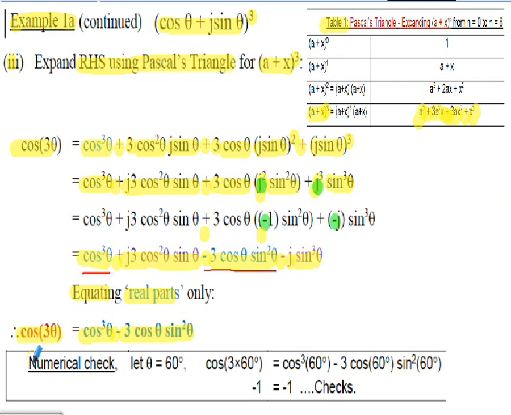If I want to just check it numerically, I'm going to let, for example, theta equal 60 degrees, an arbitrary value I've just chosen for convenience. And if you put theta is 60 degrees in the left hand side and evaluate that, you find that's -1. And if you put theta in the right hand side expansion and evaluate that, you find that's -1 also. So the identity checks out.